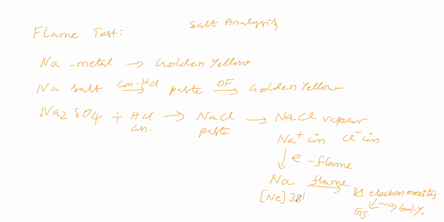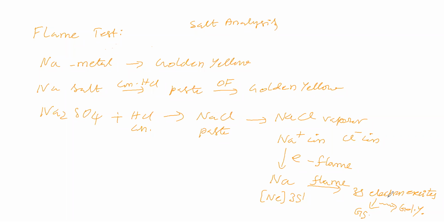This 3s1 electron takes energy from the flame and goes to an excited state. In the excited state, the electron is unstable, so it jumps back to the ground state while emitting radiation. What color does this radiation have? Golden yellow. That means this radiation has the wavelength of golden yellow, therefore it appears golden yellow. Therefore, sodium is giving golden yellow, we are saying.